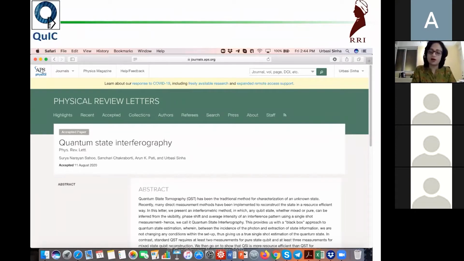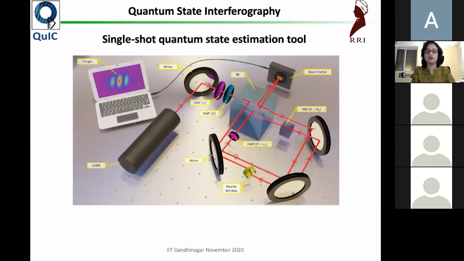What we have established, we have come up with the methodology as well as an experiment. We have shown that we can alternate this by using what is called quantum state interferography. And what is this interferography? This is not using tomography techniques. What we have done here is we have, let's say, the quantum state. It is incident on an interferometer, and that could be of different types, and those details we won't get into here.